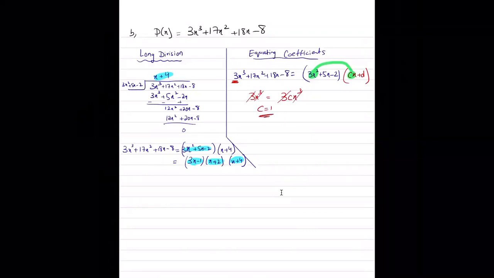Now, as far as the value of d is concerned, you can find d by equating the constant terms. So if you multiply minus 2 by d, you are going to get a constant term that is minus 2d, and on the left hand side you have the constant term as minus 8. If you simplify this, you get d as 4. So cx plus d is the same as saying x plus 4, and that was our third factor.